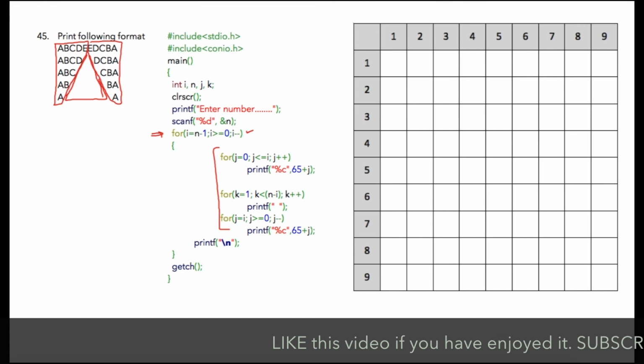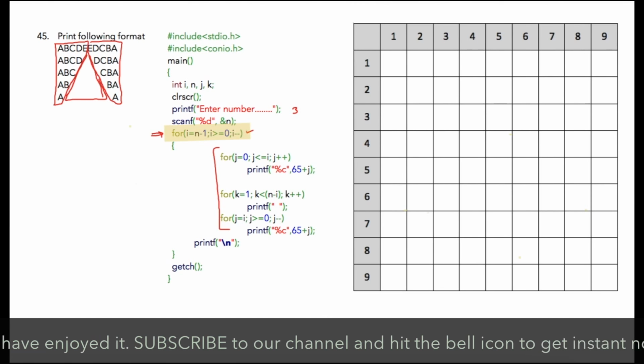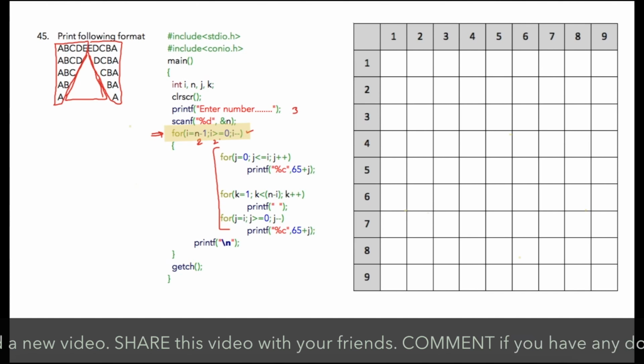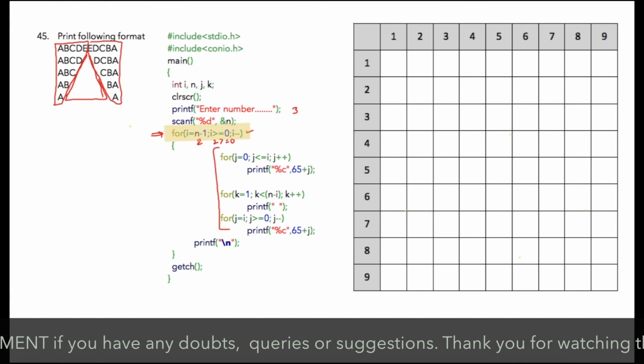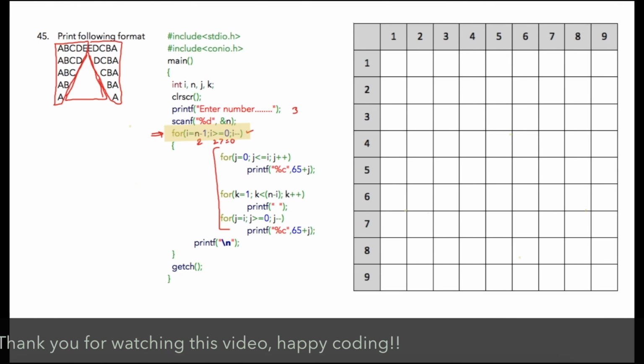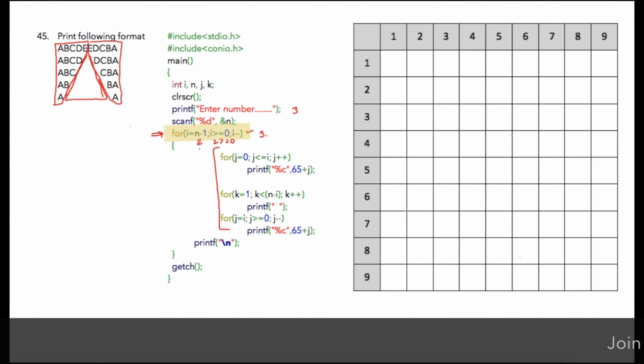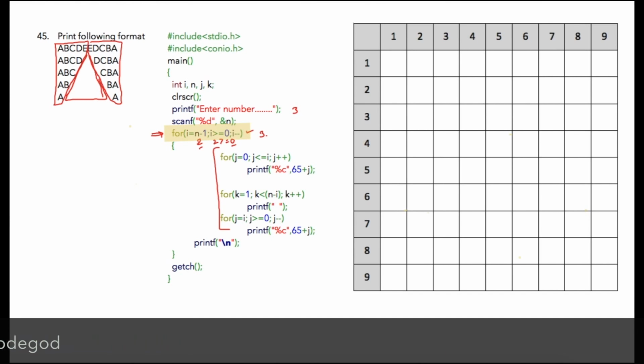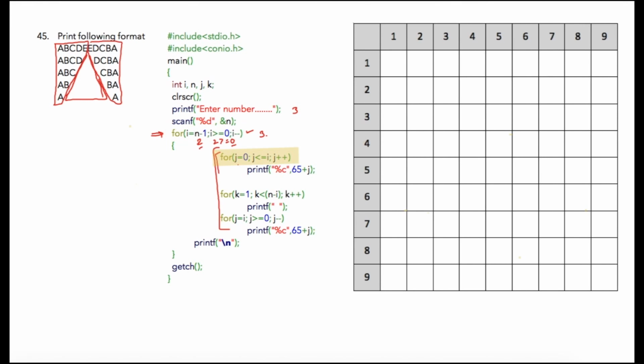So in this program, if the user enters 3, then my initialization for I will start from 2, and the condition will be checked till I is greater than or equal to 0. So that is why if 3 is entered, then the loop will execute 3 times starting from 2 till 0, and after each iteration the value of I will be decremented. So when I is equal to 2, then in the loop for j, I am initializing j with 0 and checking the condition as j less than or equal to 2, which is the value of I. So this loop will be executed 3 times, and this value will be printed.